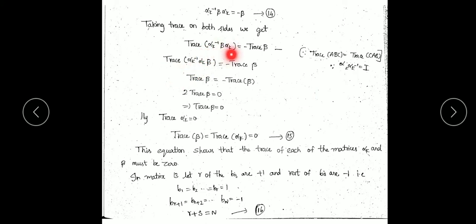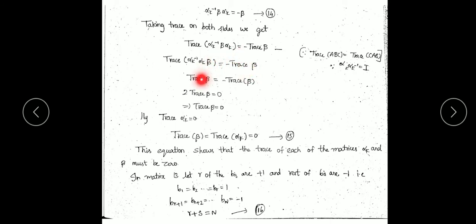So trace of this matrix. Now what we need to do is send this alpha k to this side and beta to this side. So alpha k beta, and we already know that alpha k inverse into alpha k is nothing but I, into beta is again beta. This is also minus trace of beta. So trace of beta is also minus trace of beta. Both of them are the same terms.